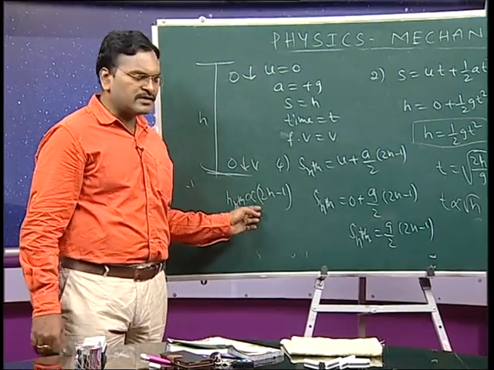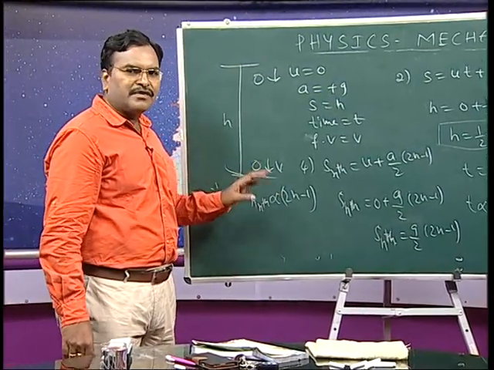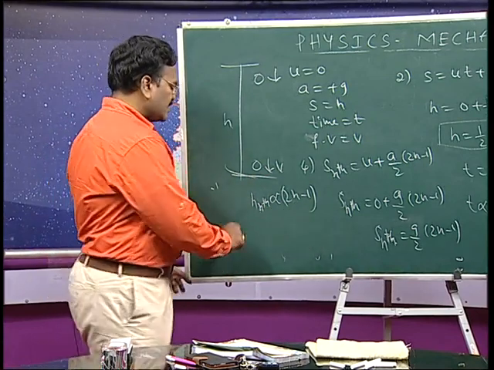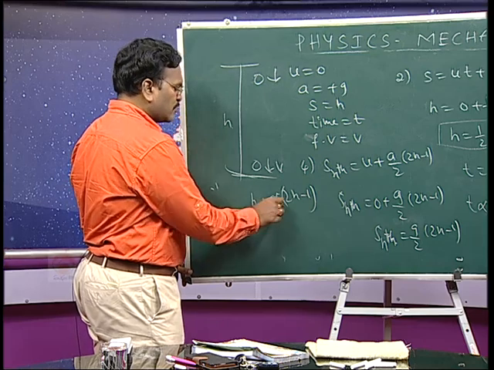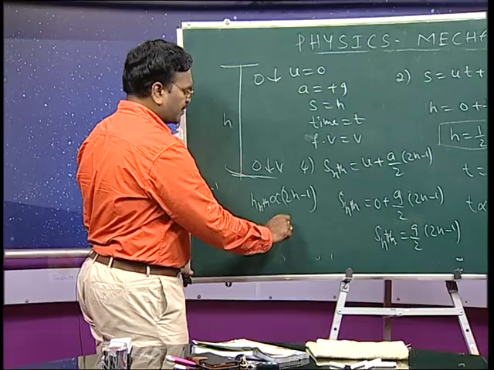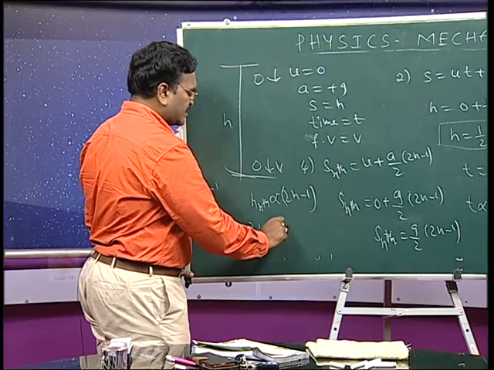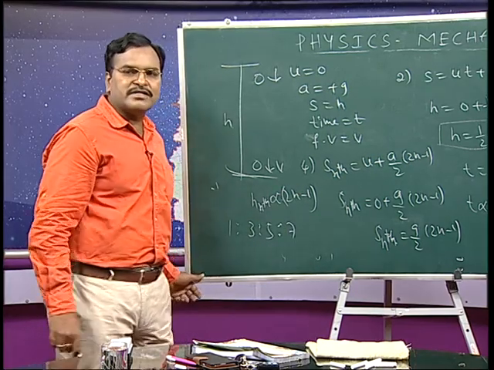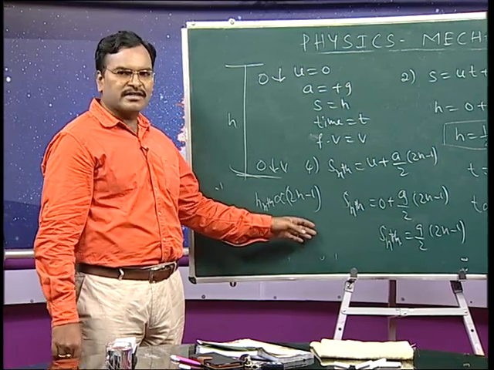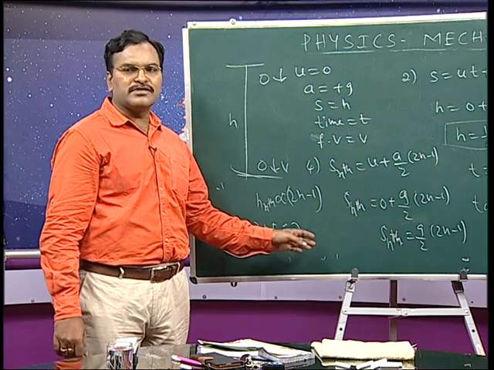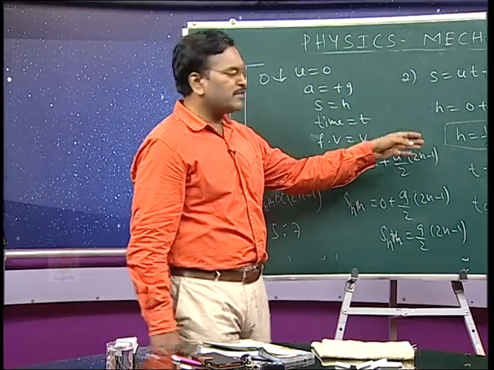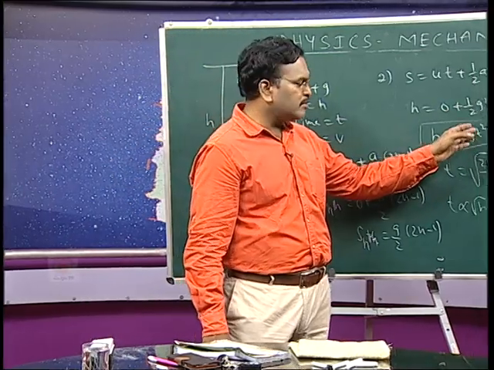What is the ratio of distances travelled by a freely falling body in the first second, second second, third second? First second: 2 into 1 minus 1, that is 1. Second: n is 2, 4 minus 1, that is 3. Third: 2 into 3 is 6, 6 minus 1, that is 5. Fourth: 2 into 4 is 8, 8 minus 1, that is 7. So the ratio is 1:3:5:7:9 and so on.